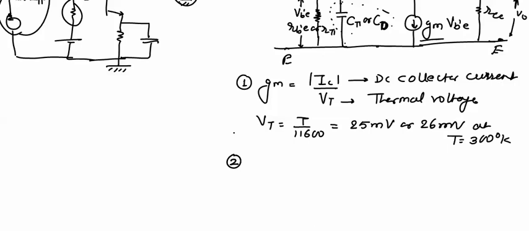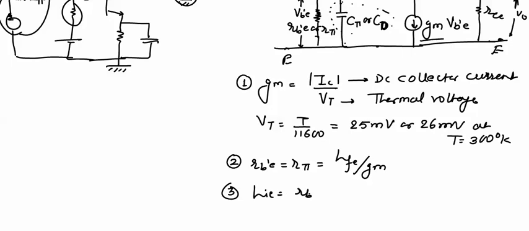Now the next one is Rb dash e equal to R pi. This resistance is equal to HFE upon Gm. The transconductance Gm and HFE we have seen in the earlier case. Number 3 is the relation between high frequency and low frequency parameters. HIE is equal to RBB dash plus R pi, and it is nearly equal to R pi.